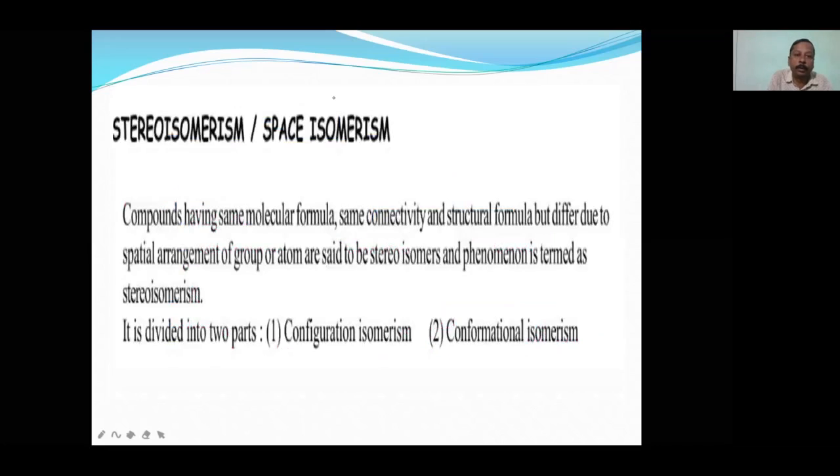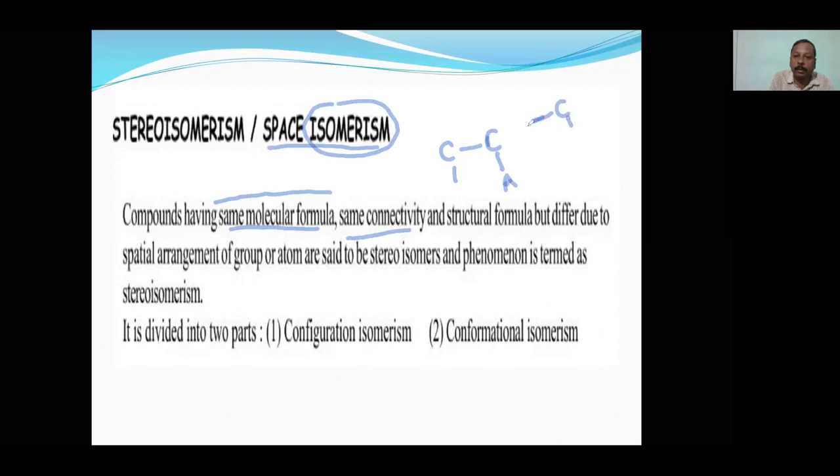Stereoisomerism, what is that? It is also called space isomerism or 3D isomerism. Compounds having the same molecular formula. Once we say it is an isomer, the main condition it should follow is that it should have the same molecular formula. Now the additional condition is the same connectivity. So this carbon is connected to this. If it is not connected in the other isomer, suppose A is attached here, in the other isomer A is not attached here.